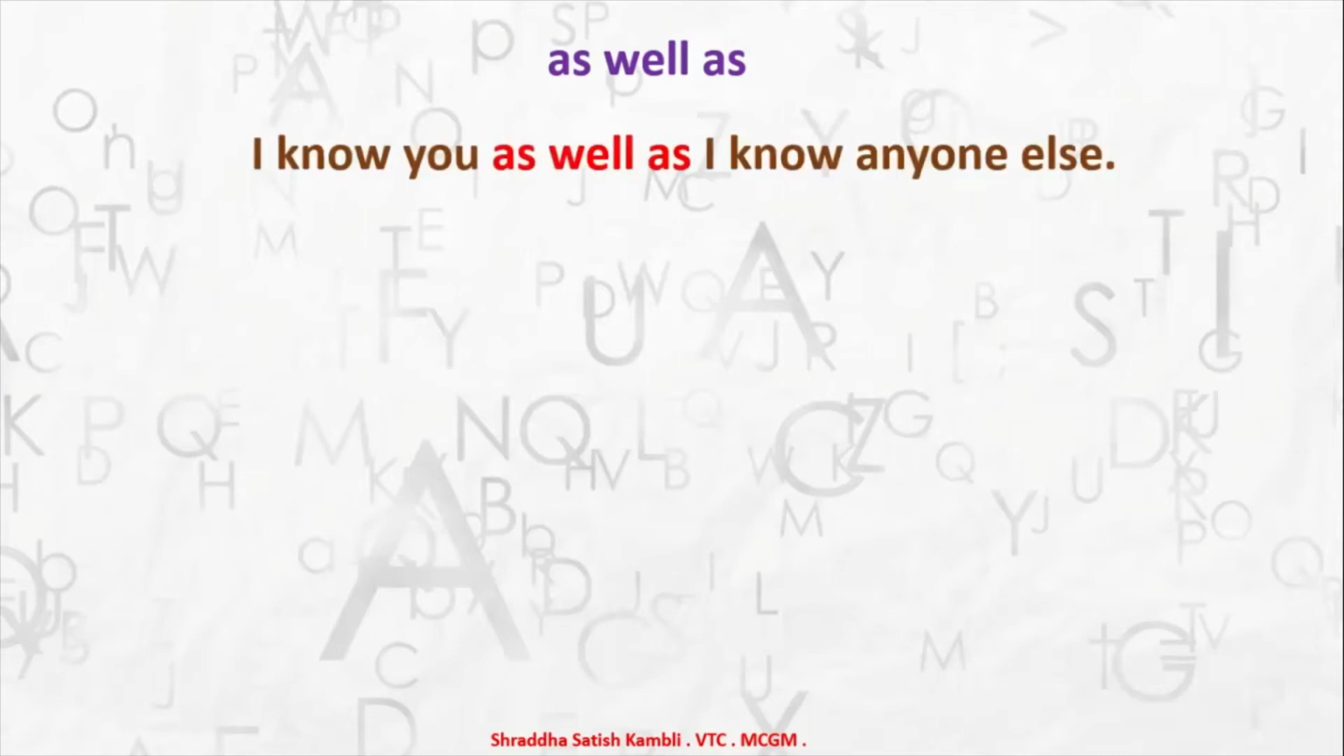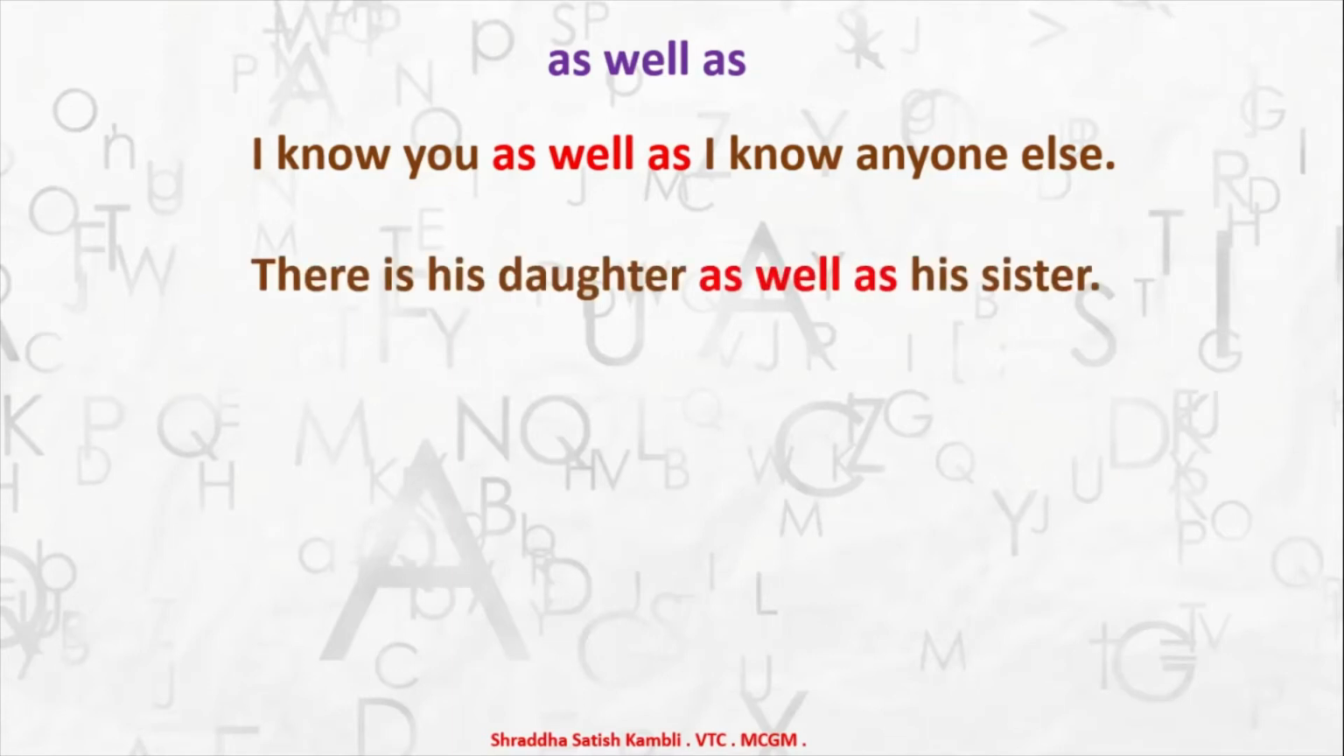Now let's take a look at some examples of the compound conjunctions that we looked at. So as well as, this is a compound conjunction. What does the compound conjunction as well as do here? I know you as well as I know anyone else. Then you have, there is his daughter as well as his sister. So there is a daughter also and the sister also. So instead of saying and, you have written as well as.